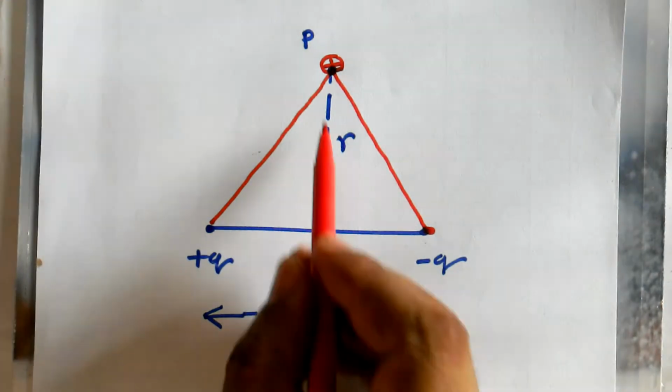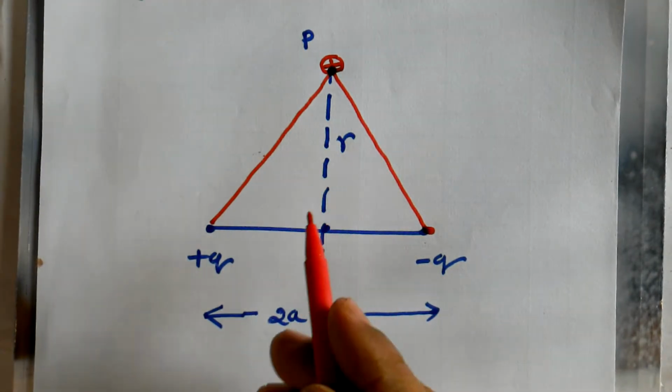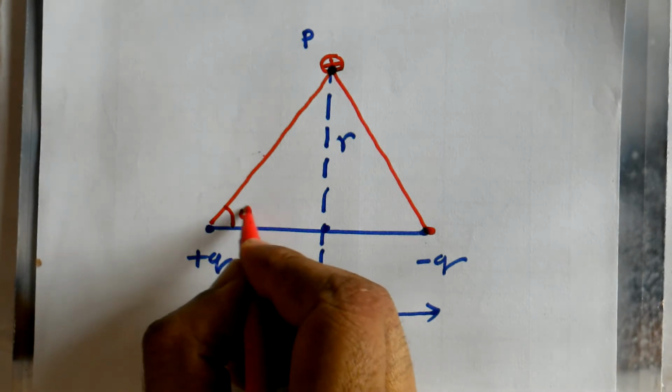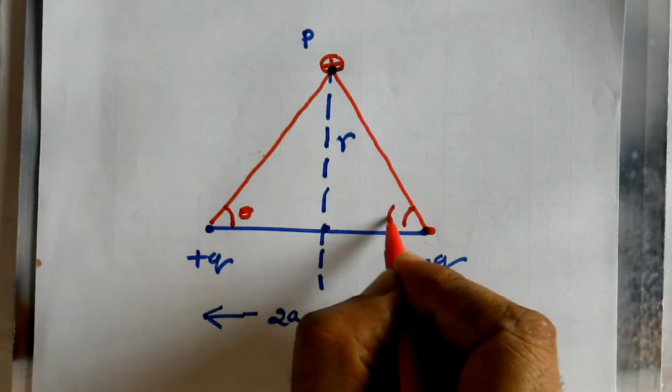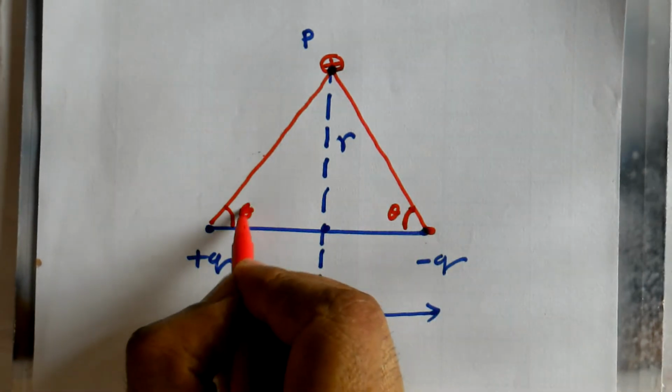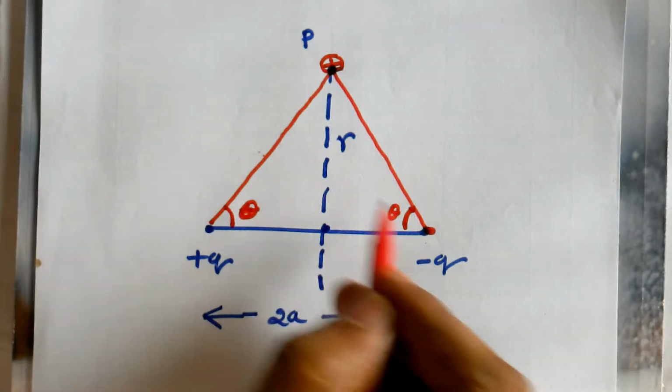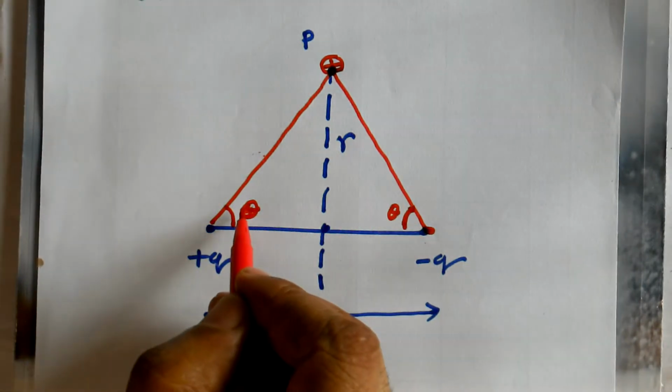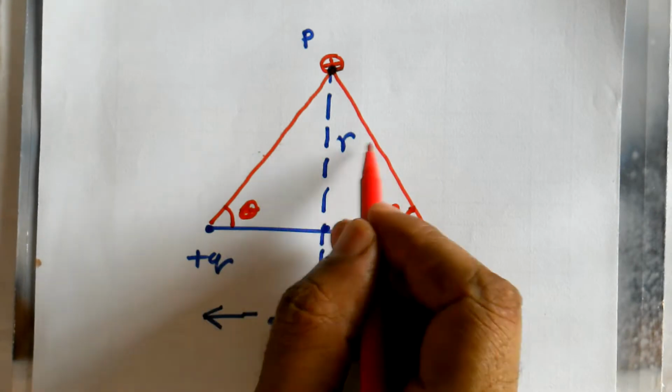So the two sides of the triangle must be same, this side and this side. So if you take this as an angle theta, this should also be theta because angles opposite to the equal sides of a triangle are equal. So this side, what is the opposite angle? For this side also the opposite angle is the same, since the two sides are equal.